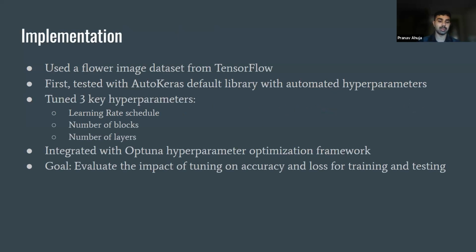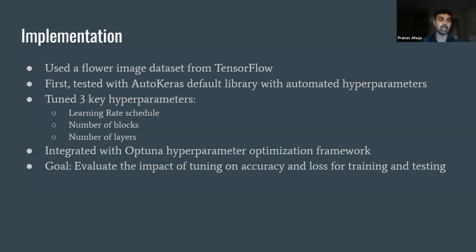So I start off my implementation by downloading a TensorFlow Flower image dataset, and I split that into a training and testing sub-dataset with a split of 20%. First, I use the default AutoKeras auto-selected hyperparameters to run my code, and to visualize the AutoKeras accuracy and loss for training and testing. And I get a sense of how my output should differ.